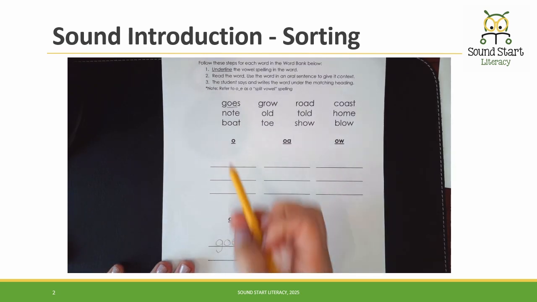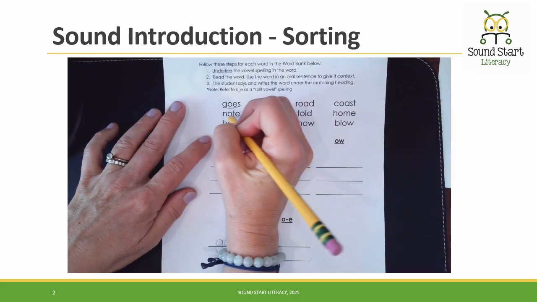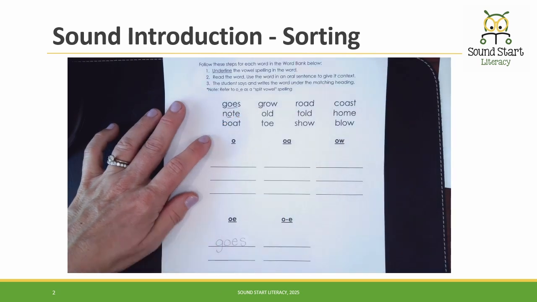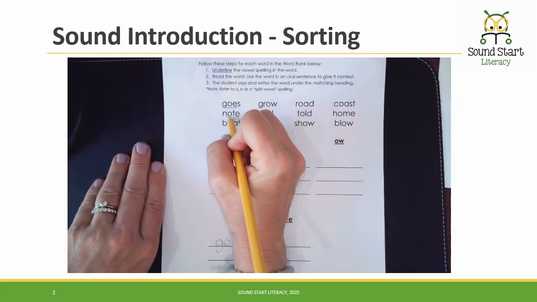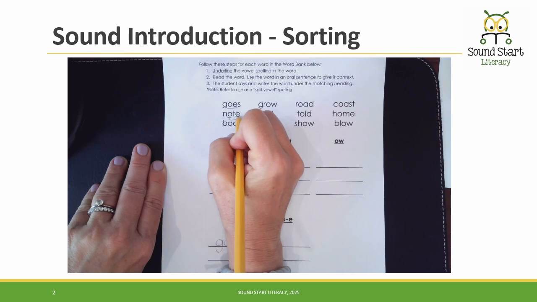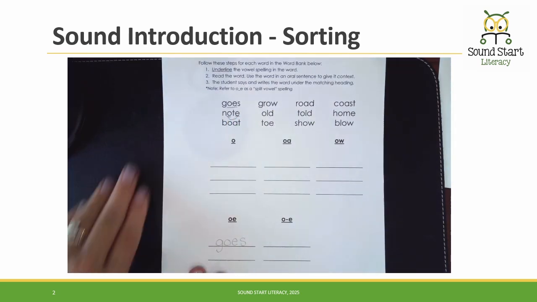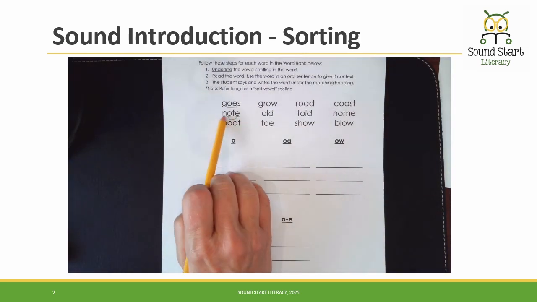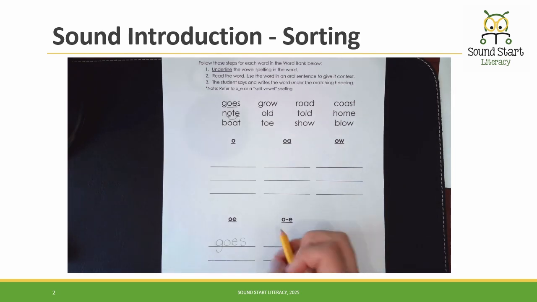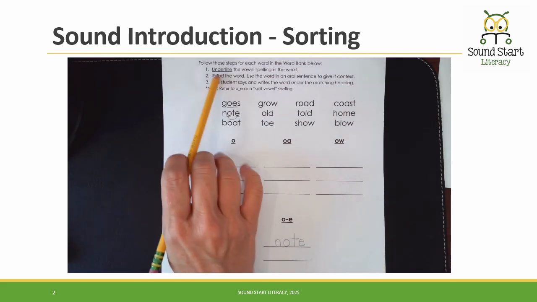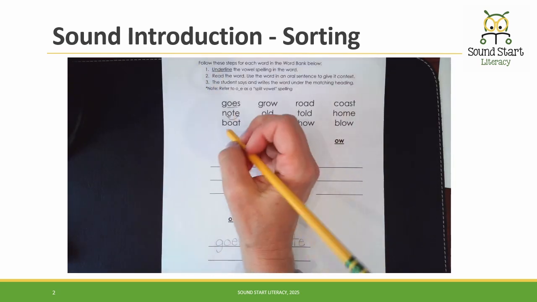Goes. Okay? Now, the next word, we can see the vowels are split. So when the kids are doing split vowels, I have them underline it and then just connect it with a little arc. And then read the word. Note. Say and write note. N-O-T. Read it back. Note.